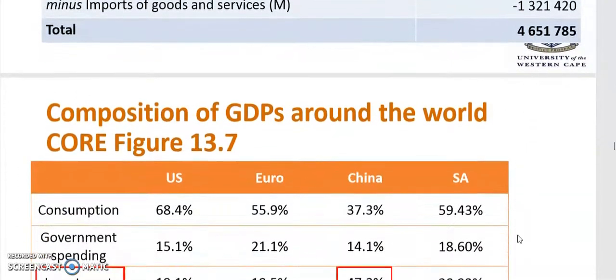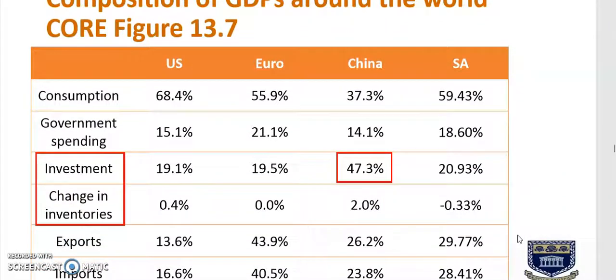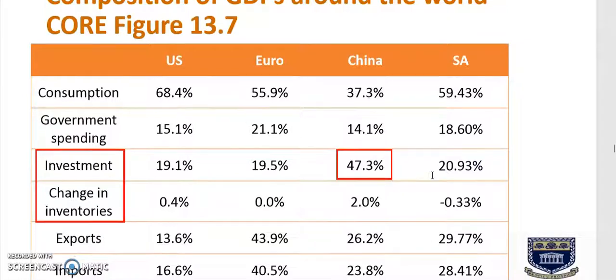The composition of GDPs around the world, Core Figure 13.7. So this table shows the composition of GDP for the US, Euro area, China, and South Africa. Something of interest is that only China has almost 50% of its GDP consisting of investment, whereas in other countries it's only about a quarter of their GDP that consists of investment. So this explains why China is the world's second biggest economy.